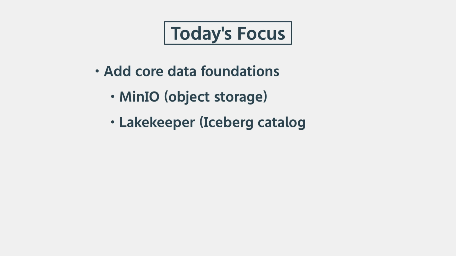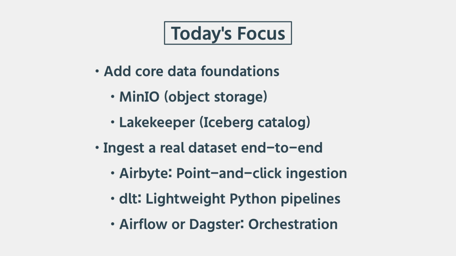Here's the plan. We'll add two key building blocks to the cluster: MinIO for object storage, and Lakekeeper to manage our Apache Iceberg catalog. Then we'll walk through a few ways to bring data in. Point and click with Airbyte, lightweight Python pipelines with DLT, and orchestrated jobs with Airflow or Dagster. By the end, you'll see how each tool fits, when to use which, and how they all land data reliably into Iceberg-backed storage in your cluster.